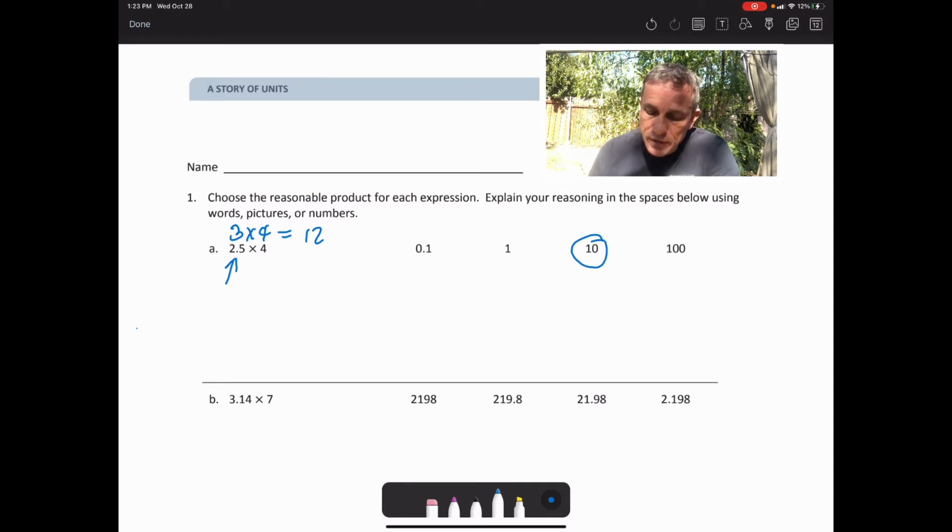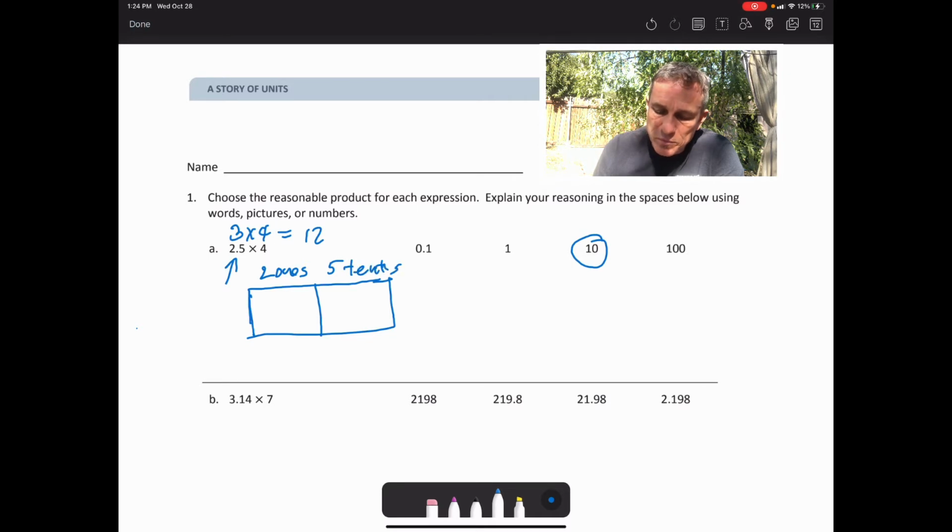Now we could check it. So if I chose to use the area model and just multiply, then I would have it in 2 partitions, and I'd have 2 ones, and I'd have 5/10, and I'd multiply it by 4. So I'd do the smallest place value first. So 4 times 5/10 is 20/10.